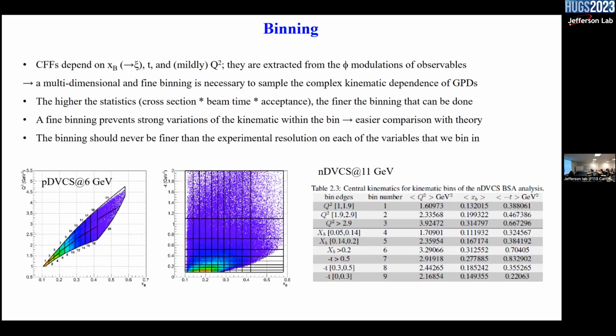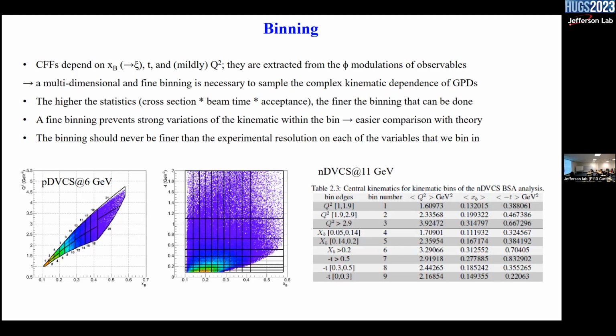And the statistics depend on the cross-section, how much data we took, the beam time, and what's the acceptance, which means what's the topology that you chose. So putting all together, you decide how fine a binning you can do. A very fine binning is nicer because the central kinematic of your bin is well defined. If you have to compare your data with theory and you have very big bins, you need to find a way to somehow integrate the model over the big bin, or you'll know that there is in any case an uncertainty linked to the fact that you are integrating over a big kinematic range.